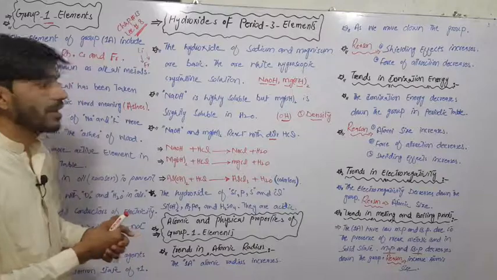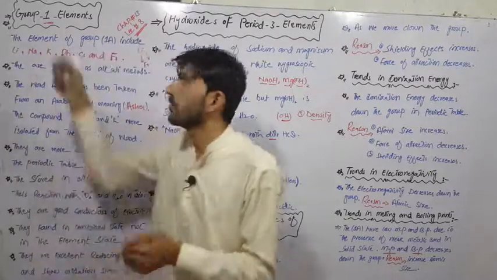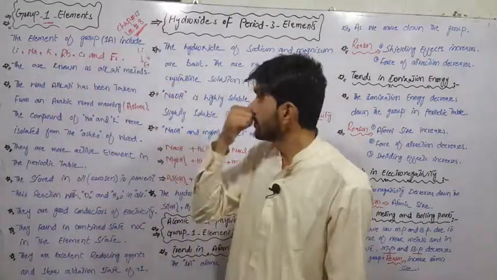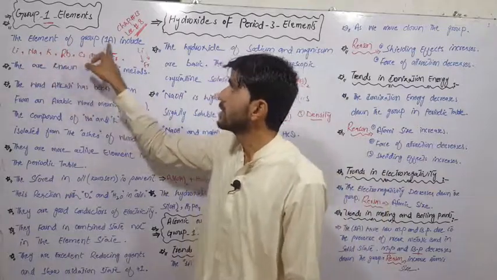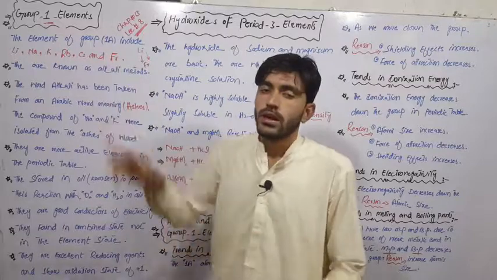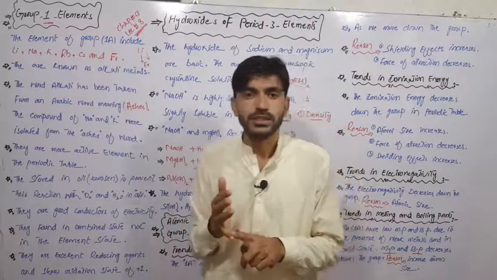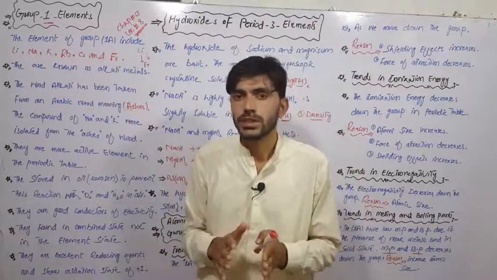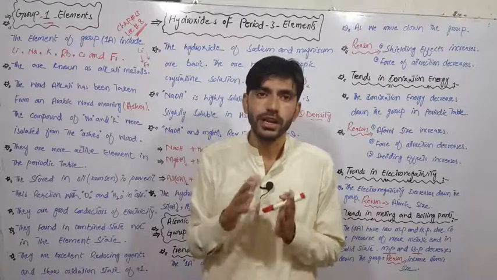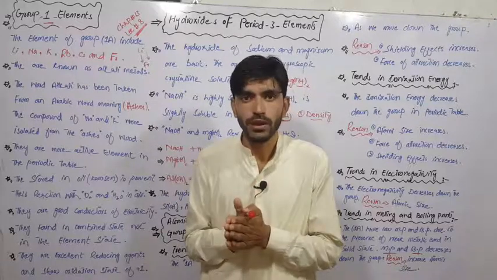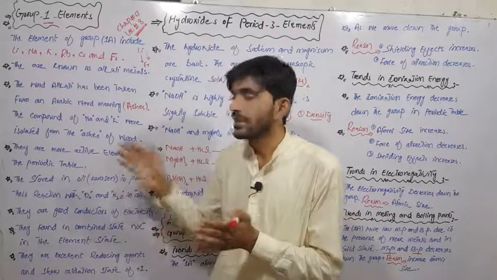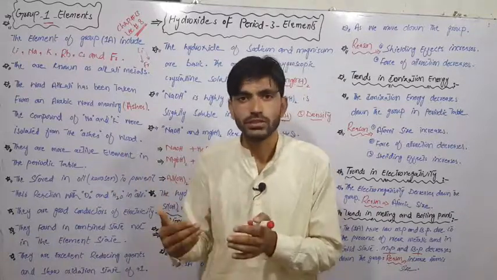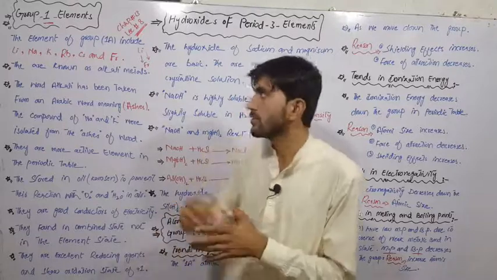Clear? So our main topic in this lecture is group 1 elements. The elements of group 1A are the alkali metals. Here we will discuss where the name alkali metals is taken from, their electrical conductivity, and how active they are, whether they can form compounds or not. These we will discuss here.